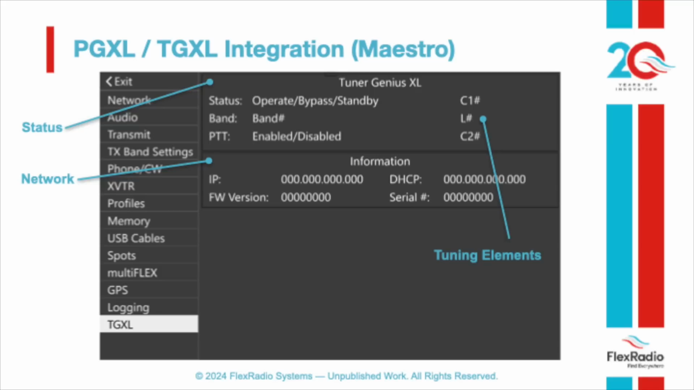And then there's a setup panel on the Maestro that shows up in the main menu of the Maestro. So you can go here and look at what the IP address is. Is it set up for DHCP? See the CLC settings. The status of it is in operate, bypass, standby, whatever. Yeah, so I ran through all that. Okay, any questions about that before I move on?